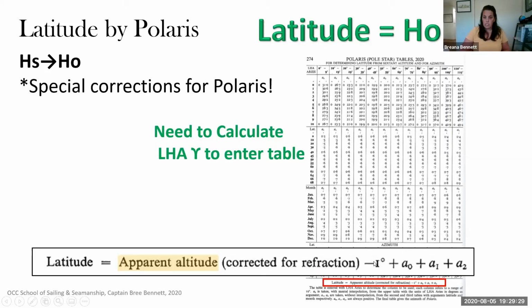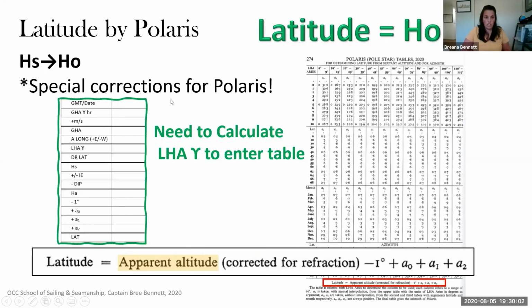I want to show you on the bottom of this page, we have the formula, and it's on every page of this table. So the latitude is going to equal apparent latitude corrected for refraction, minus 1 degree, plus a0, a1, and a2. And if you could see on your tables, we have a0, a1, and a2 for each LHA.